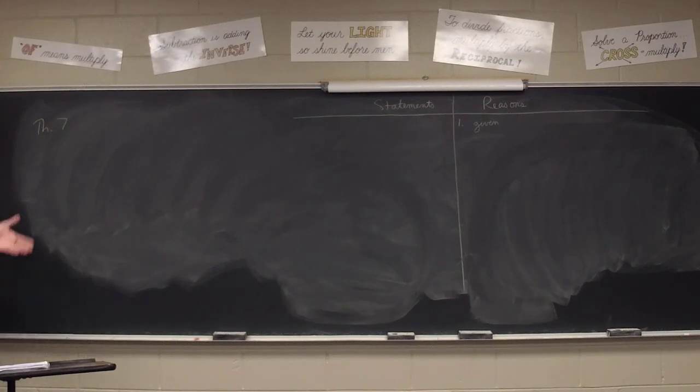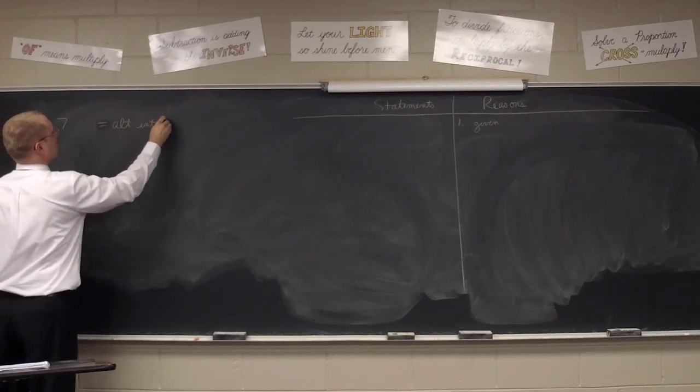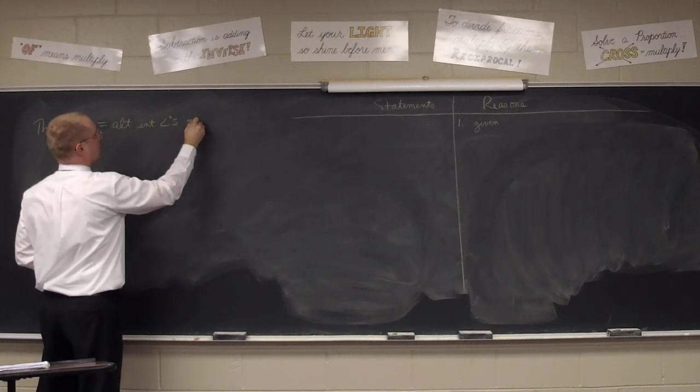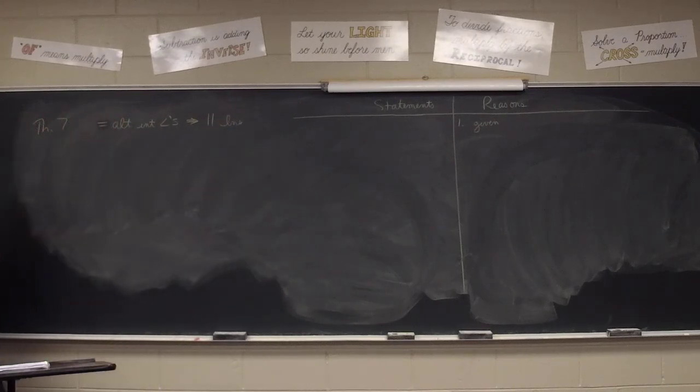All right, once you got that down, turn to the proofs of theorems and corollaries section, and on the top of a new sheet of paper, put Theorem 7, and we're going to abbreviate it this way. Equal alt int angles lead to parallel lines. Equal alternate interior angles produce, lead to, give parallel lines. That's what we'll put at the top of the page, kind of shorthand there for you.